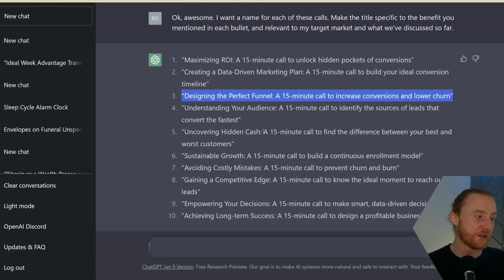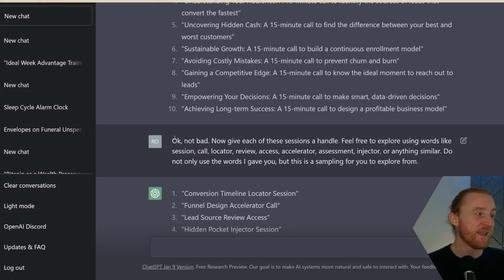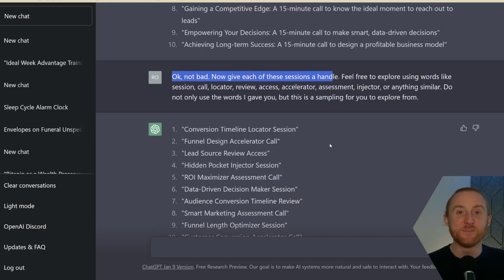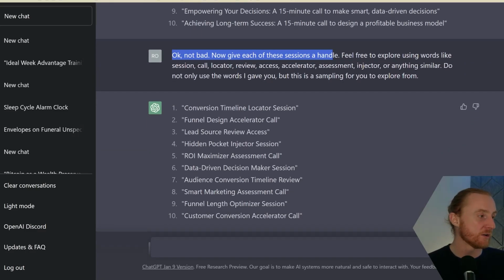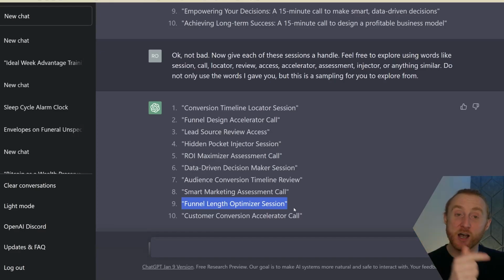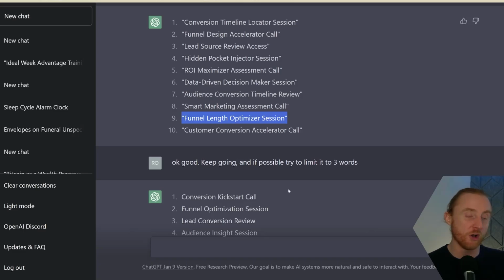And I was like, oh, this is quite interesting, right? I had not thought about, let's have a call where I'll help you design out the perfect length of your funnel, right? Not an idea I had had before, but something that a lot of my market comes to me for help with, okay? And I said, fantastic. Let's now give each of these calls a handle, right? Give me some ideas for what we could call these calls, right? Not bad. And down here, I saw funnel length optimizer session. And I was like, that's the name of it, right? Now, I didn't end up going specifically with this name, but I was like, that concept is what we're going to go with for the call, okay?